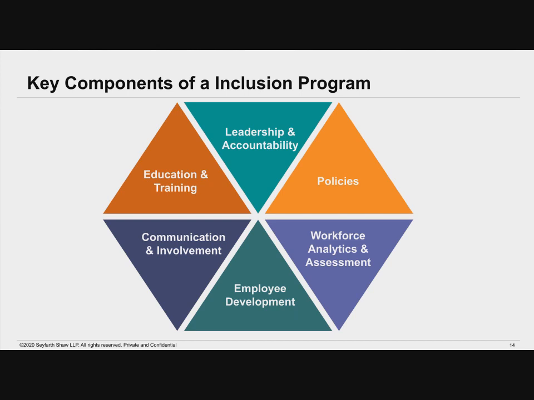Really, we think that you should have each of these components as part of that inclusion program. You can't really do it well without checking off each of these boxes and really thinking about how it impacts your organization. We've got leadership and accountability at the top. It is one of the things that really drives you forward, and if you don't have it, it makes the program very difficult to pull off.